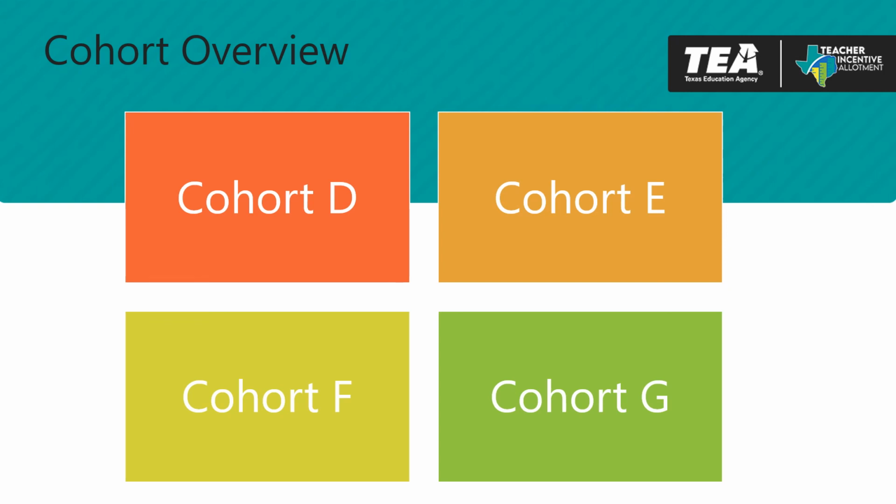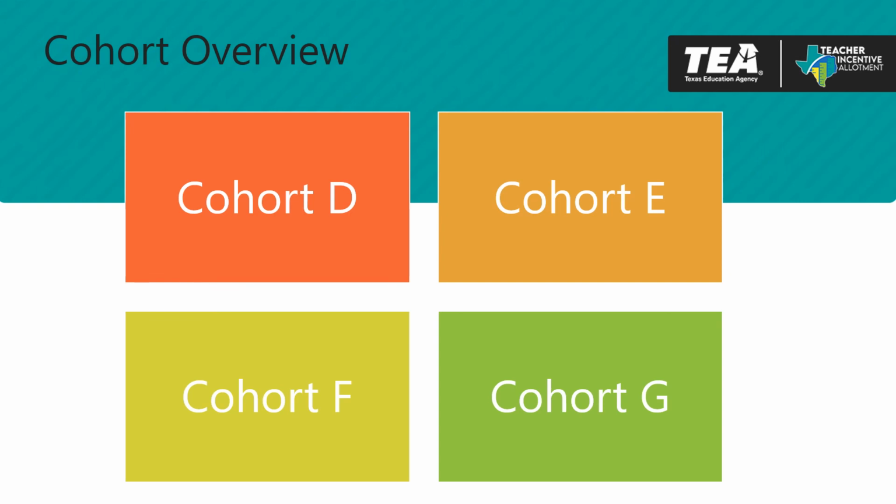There are some districts that believe they're a Cohort D, might actually be other cohorts. It can be very hard to decipher. So in this example, we're going to look at Eagles ISD, and we're going to help Eagles ISD determine if they are indeed a Cohort D or if they're a Cohort E, F, or G.